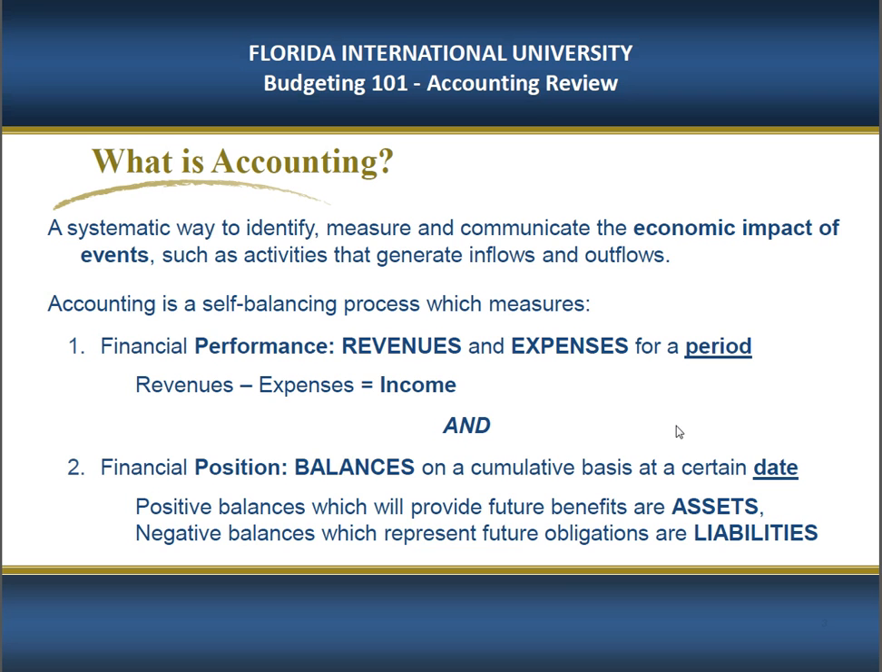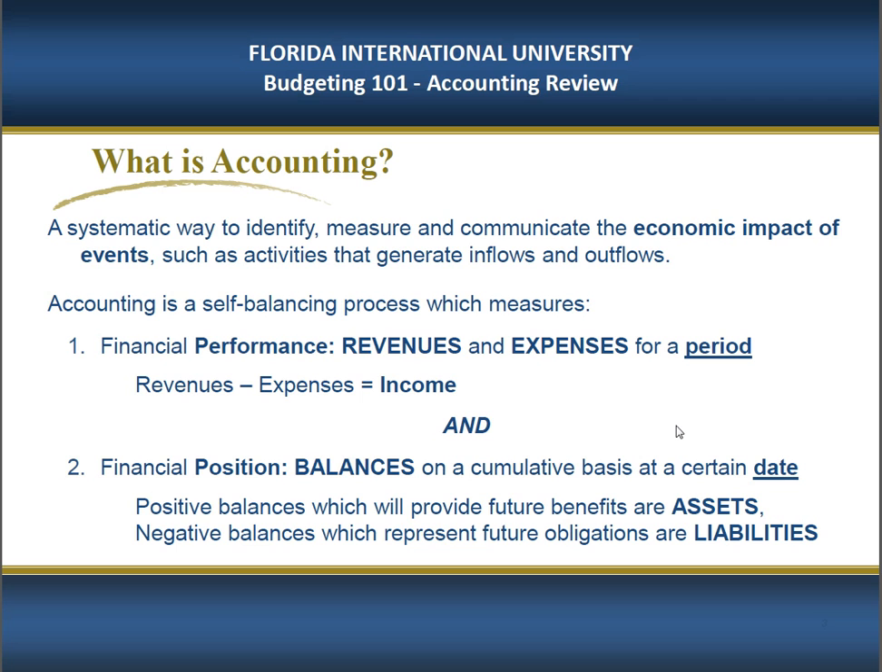Financial performance basically represents the operations of an activity or a unit. How did that unit or activity do? How we do that is for a specific period of time. It could be a month, it could be a quarter, it could be a year. It is never going to be longer than a year. At FIU, our fiscal year is from July 1st to June 30th of every year.